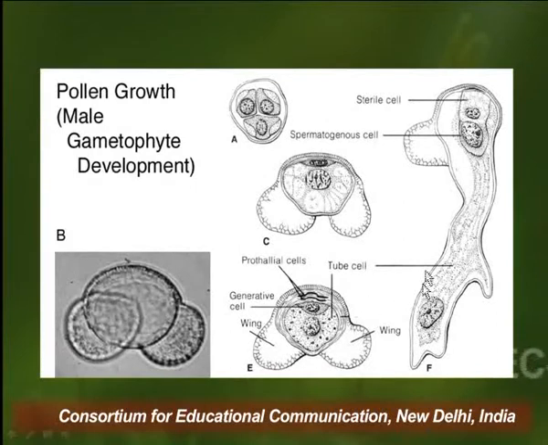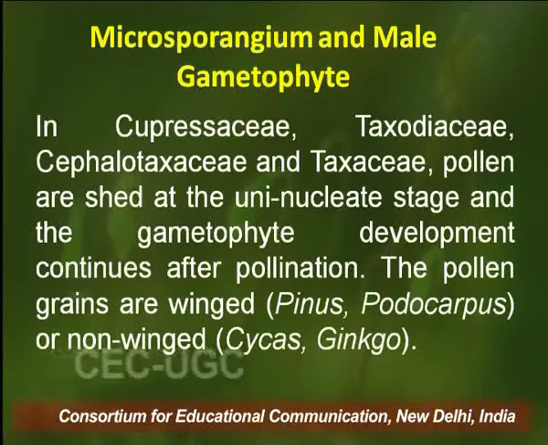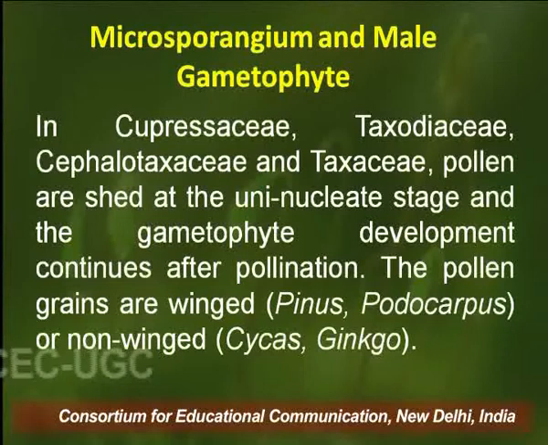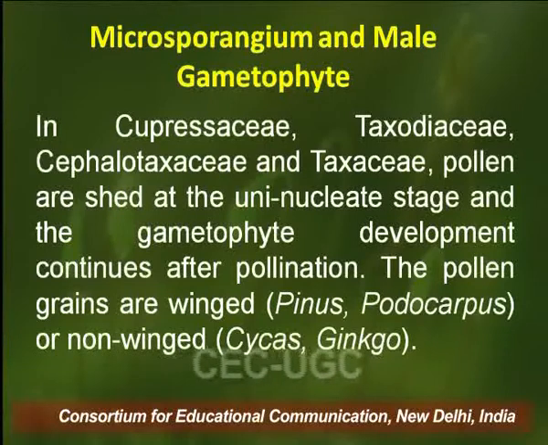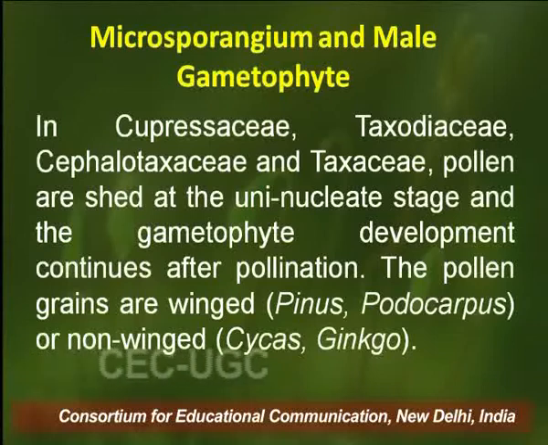So, this entire structure which contains a pollen tube, spermatogenous cells and sterile cells is collectively termed the male gametophyte. In case of Cupressaceae, Taxodiaceae, Cephalotaxaceae and Taxaceae, the pollens are shed at the uninucleate stage and the gametophyte development continues after pollination. In case of Pinus, the pollen grains are winged, and similar conditions are found in Podocarpus, whereas in case of Cycas and Ginkgo, the pollen grains are non-winged.